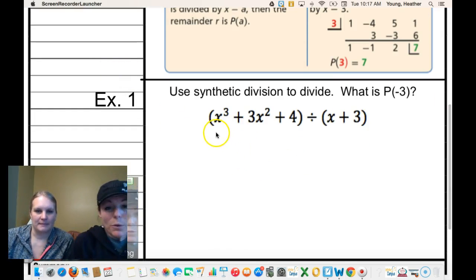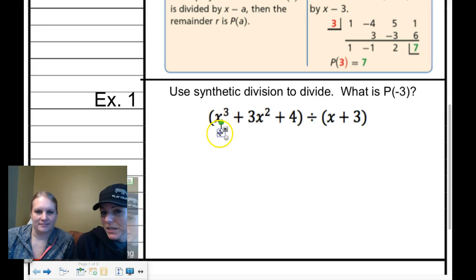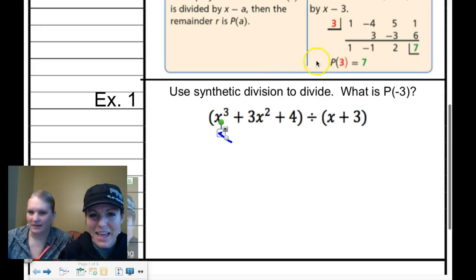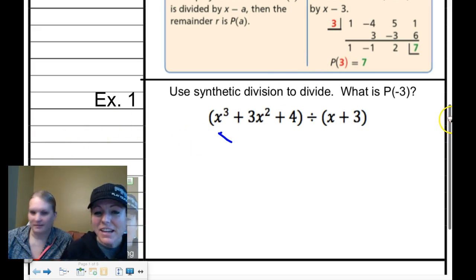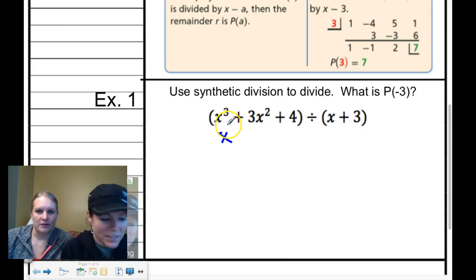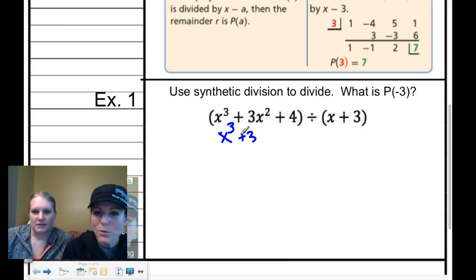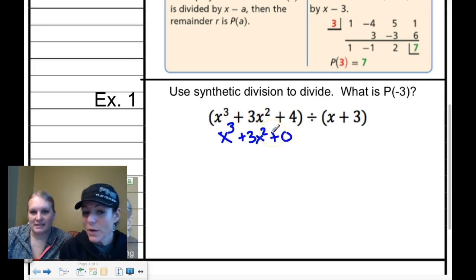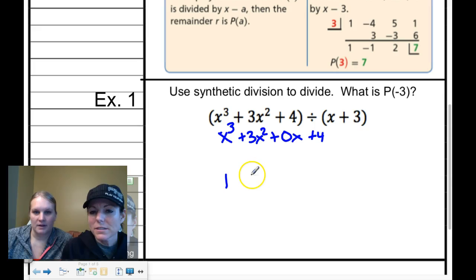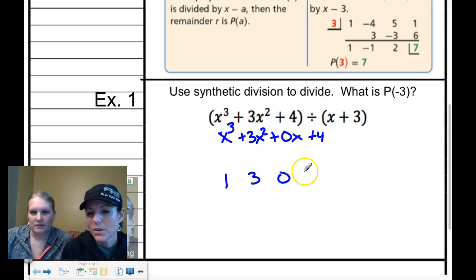So we have a little problem here though, Miss Boyd, because it's not in standard form. So I'm going to write it in standard form: x cubed plus 3x squared plus 0x plus 4. All right. So let's bring down our coefficients: a 1, a 3, a 0, and a 4.